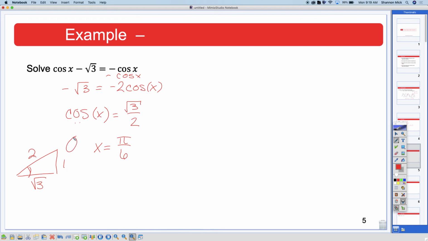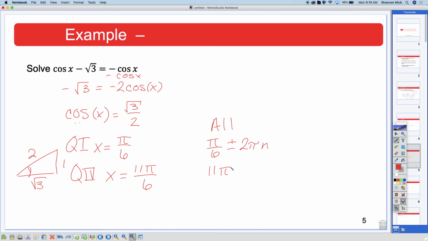Okay, so we're in the first quadrant. And what other quadrant? The fourth. So what's it in the fourth? 11 pi over 6. Okay, so now I want all of them also. What do I do to get all of them? Add the period, yes. And the period is 2 pi, and can I do it as many times as I want? Yep. How do you know it's 2 pi?